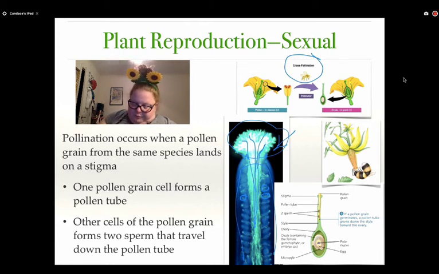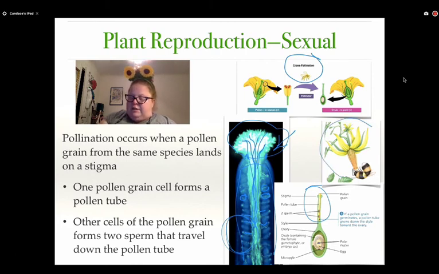And in angiosperms, there are two sperm cells within the pollen grain that travel, you can see it here, down the style to the ovary, and actually go into the individual eggs to fertilize, which is just crazy cool. Okay, and like I said, I love in this picture that you can actually see this happening.